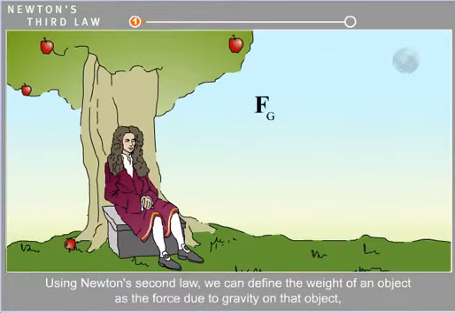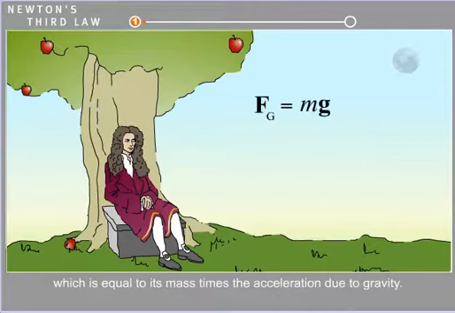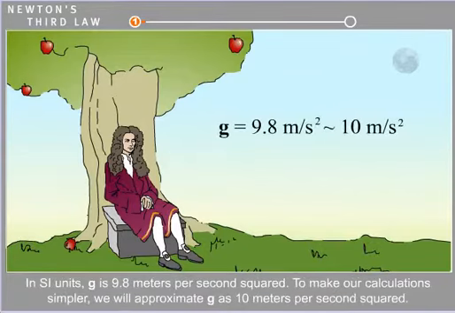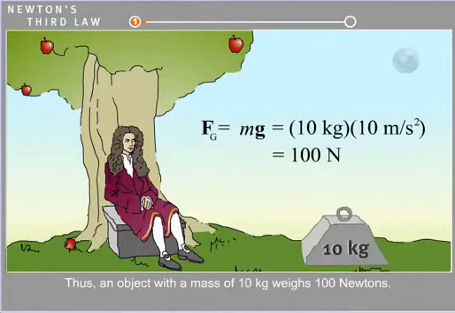Using Newton's second law, we can define the weight of an object as the force due to gravity on that object, which is equal to its mass times the acceleration due to gravity. Since weight is a force, its units are that of force, or newtons. In SI units, g is 9.8 meters per second squared. To make our calculations simpler, we will approximate g as 10 meters per second squared. Thus, an object with a mass of 10 kilograms weighs 100 newtons.